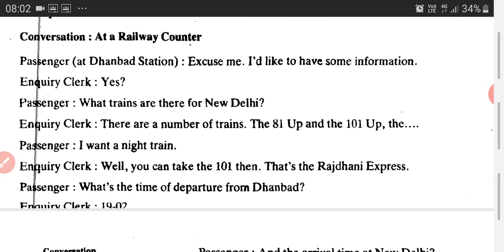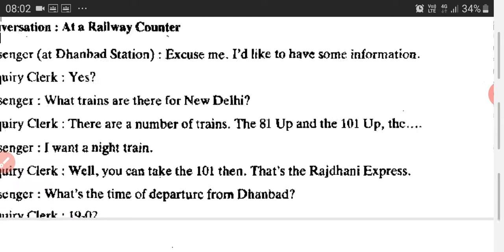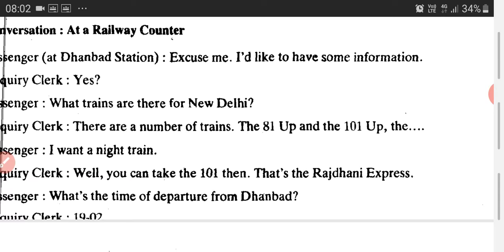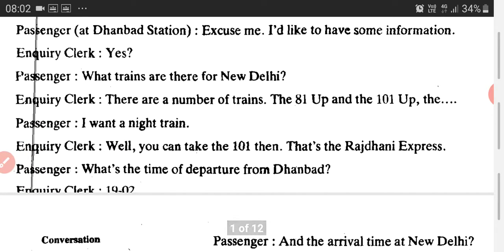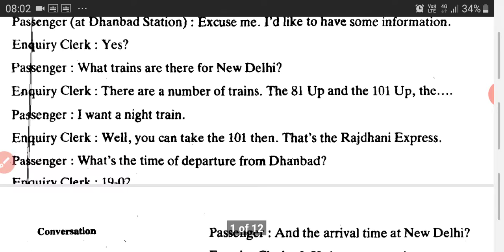So if you are a passenger, you could say, "Excuse me, I'd like to have some information." Yes. What trains are there for New Delhi? There are a number of trains. The so and so or so and so, you could just go on. I want a night train. Well, you can take the 101 then. That's the Rajdhani Express. What's the time of departure from Dhanbad?